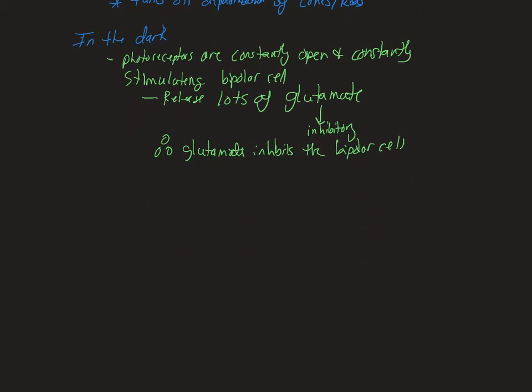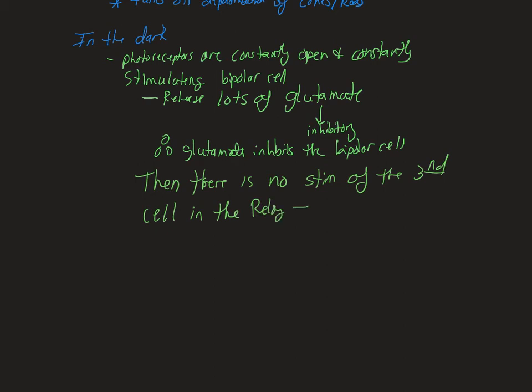By inhibiting the bipolar cell, then there is no stimulating force of the third cell in the relay, in this case, the ganglionic cell. All right, so it's basically going to not stimulate the ganglionic cell, okay?